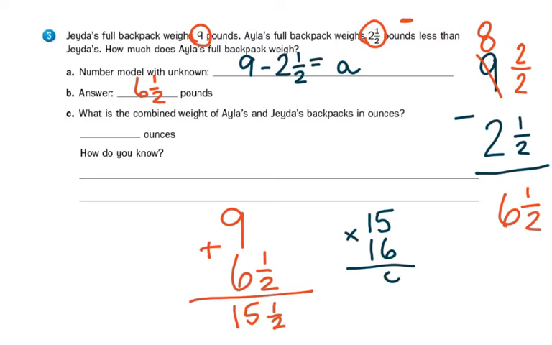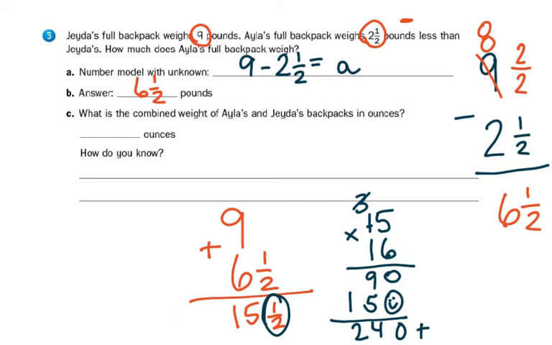6 times 5 is 30, carry your 3. 6 times 1 is 6, plus 3 is 9. Put in your placeholder, your happy 0. 1 times 5 is 5, and 1 times 1 is 1. 240 plus, we have to add half of the pound. Half of 16 ounces is 8. So if I add those two together, I get 248 ounces.